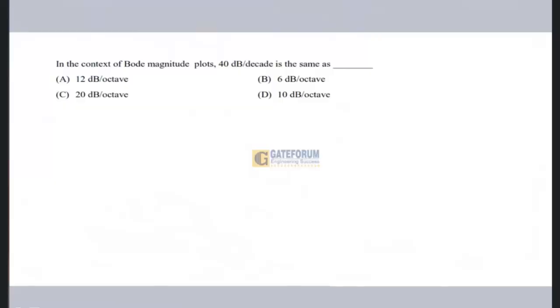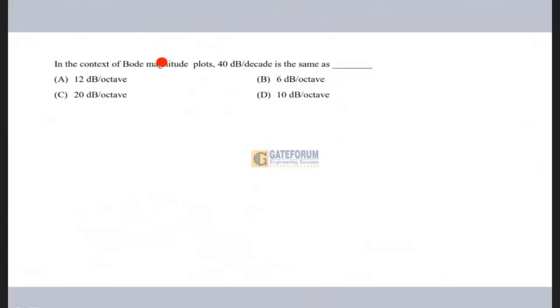Hello students. This question is asked from GATE 2024 ECE control system. Here they are asking that, in the context of Bode magnitude plot, 40 dB per decade is the same as what? I already told you that 1 dB per decade is equal to 0.301 dB per octave, if you remember.